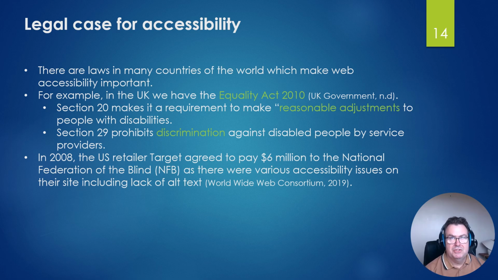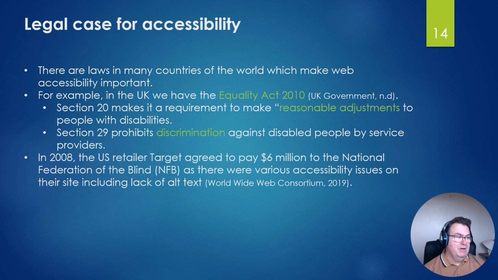Most of the things that we've described previously, such as having alt text, are reasonable adjustments. Section 29 prohibits discrimination against disabled people by service providers. So you could argue that if your website is not accessible, then you are discriminating, and people do argue that.